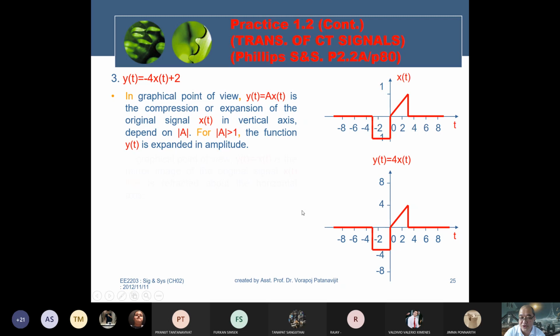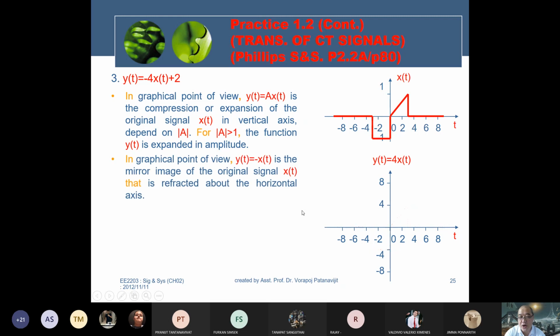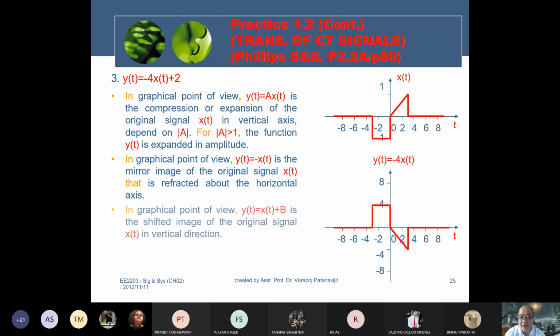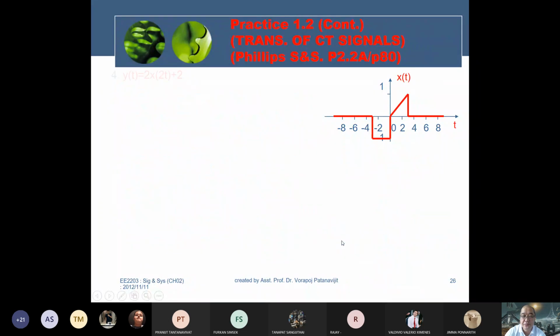In the graphical point of view, y(t) = -x(t) is the mirror image of the original signal x(t), reflected about the horizontal axis. In the graphical point of view, y(t) = x(t) + b, in this case b = plus 2, you shift every point in the signal up by 2, and the result will be shown there. You can see that if the signal was 0, now it will become 2. It will become 2 at every point.